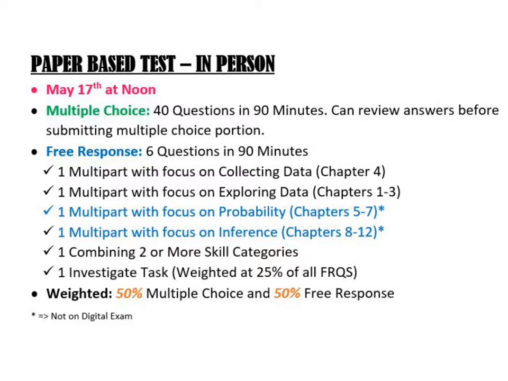Now, this again is going to be 40 multiple choice, 6 free response. How the AP board weights your scoring is they're going to take your complete multiple choice score, you get 50% of those points, and then 50% of the free response. That will then determine what your actual test score is.